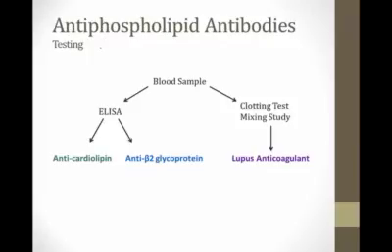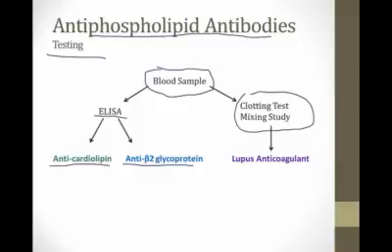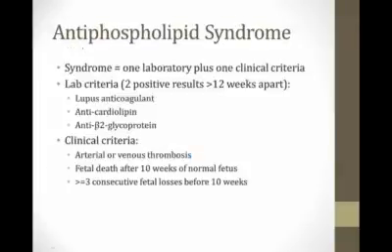So here's a summary of the testing that can be done to detect the presence of antiphospholipid antibodies. It all begins with a blood sample. ELISA testing can be used to identify the anticardiolipin and anti-beta-2 glycoprotein antibodies. Then a clotting test and a mixing study is usually done to identify the presence of a lupus anticoagulant. A lot of patients have antiphospholipid antibodies but do not have the antiphospholipid syndrome. In order to have the syndrome, you need to have one laboratory plus one clinical criteria.